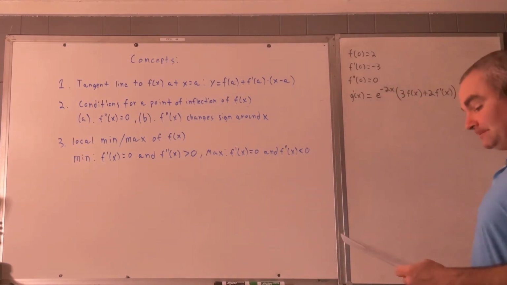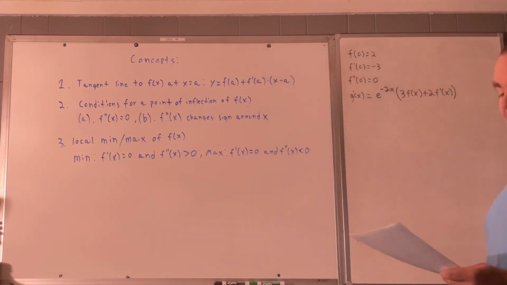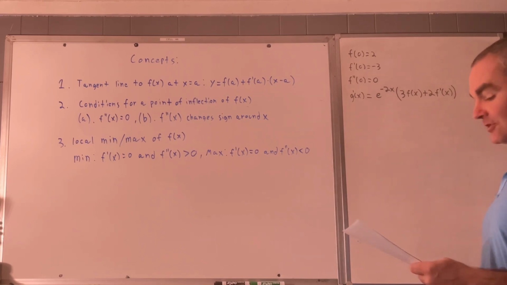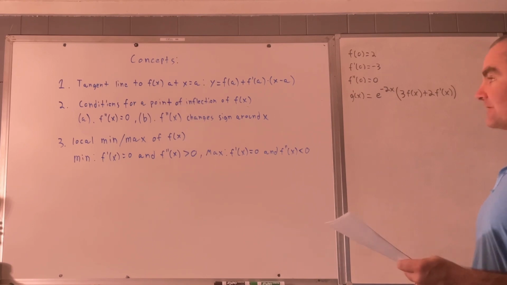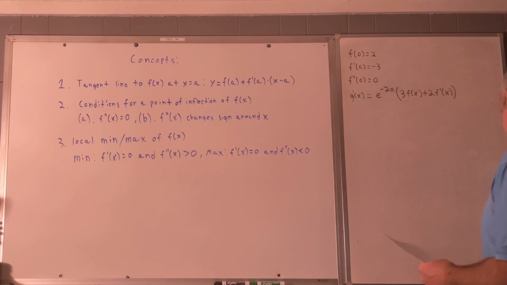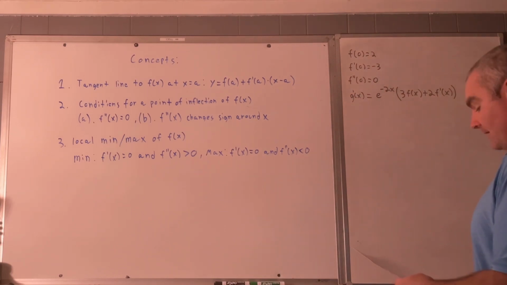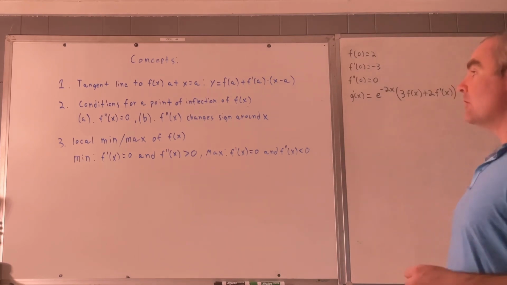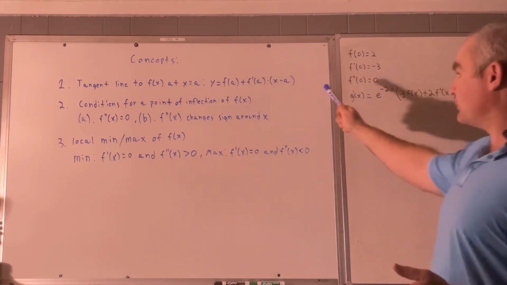Part C. Given that g of 0 is equal to 4, write an equation of the tangent line to the graph of g at the point where x is equal to 0. All right, we're going to be using concept number 2 again, although it's going to be slightly more complicated than in part A. But it's going to be the same idea. We just need to plug it in.